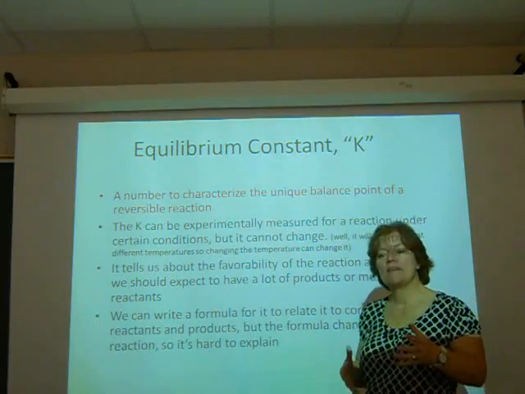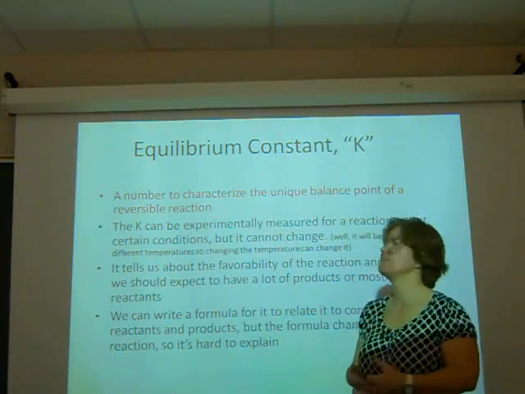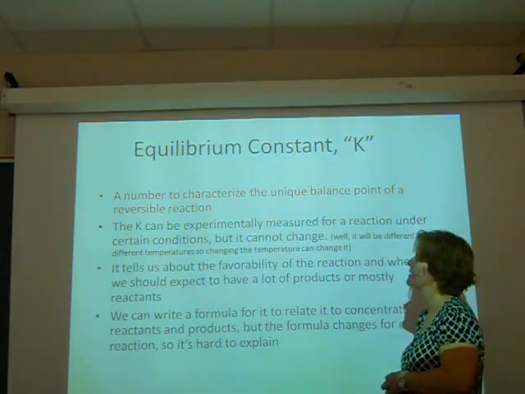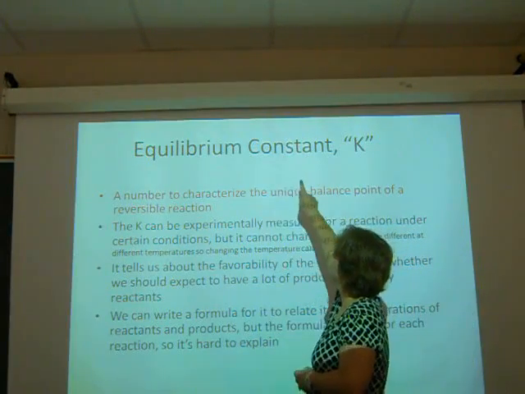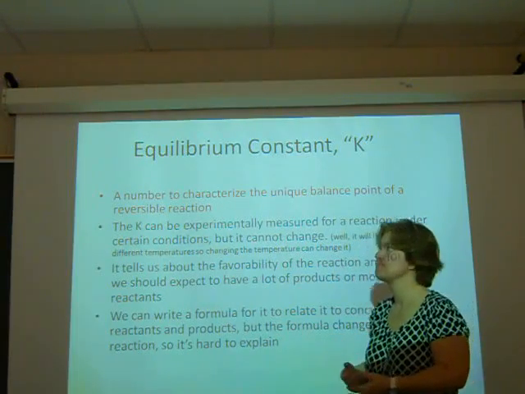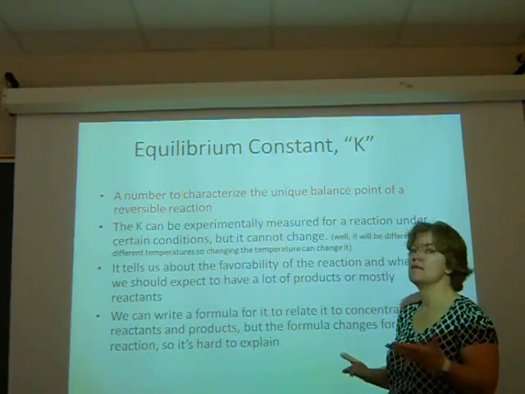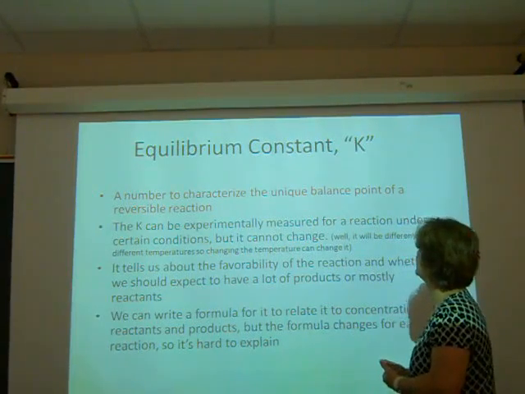I want to have a way to numerically represent different reactions and where they reach equilibrium. And I'm going to call this a K. It is an equilibrium constant. I abbreviate it with a capital K. And it's a number that's characterizing when the reaction reaches equilibrium.